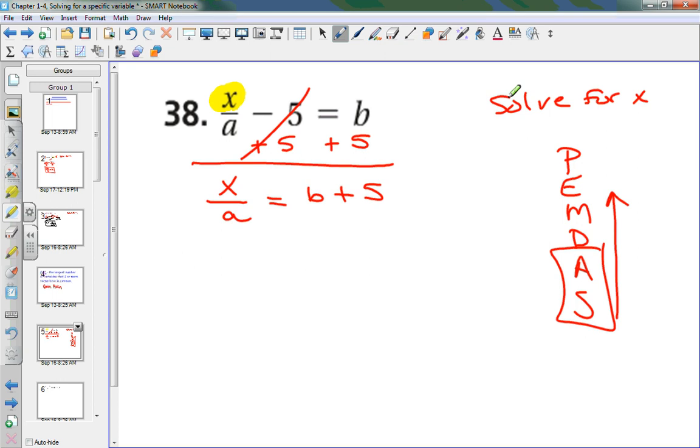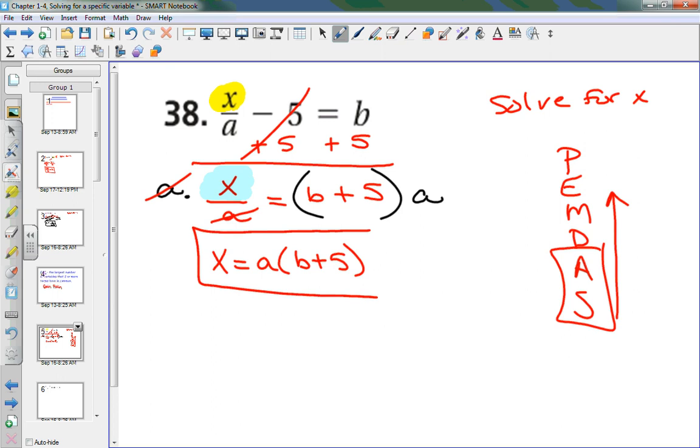Now I'm solving for what again? X. Highlight that x so you can visibly see it. Now what's attached to the x is the a. It's attached by division, so how do I get rid of that? Multiply. So I'm going to multiply both sides by a, putting that in parentheses and putting that in a there. This cancels out, and I'm left with x is equal to a times (b plus 5). I accept that. Or how many of you are itching to distribute? If you want to distribute, then go ahead. That gives you x is equal to ab plus 5a.